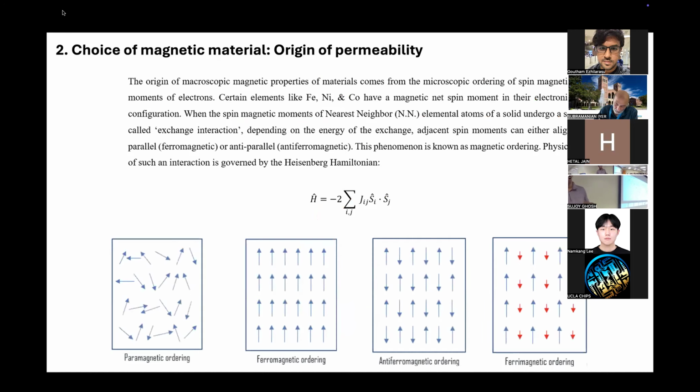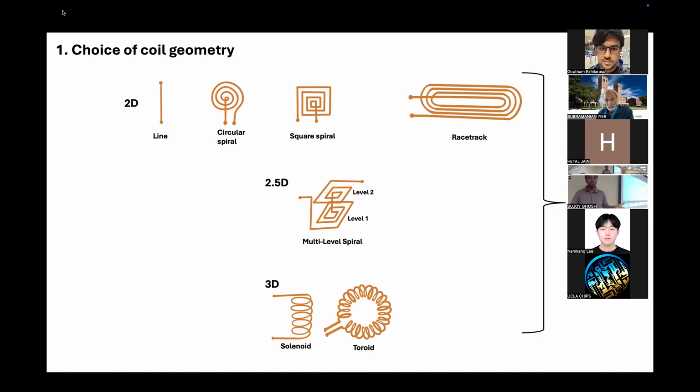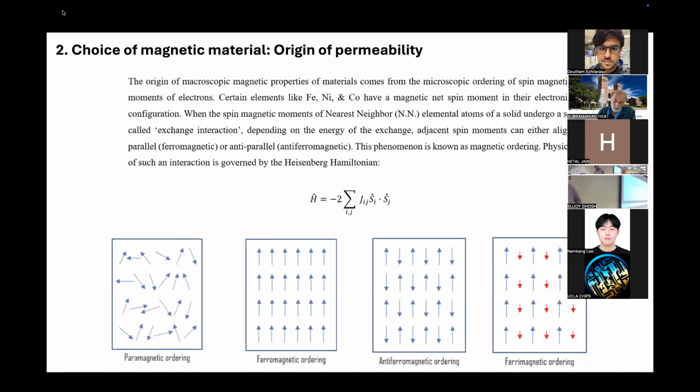So that's the first consideration. Right? So I'm going to talk about all the considerations you would think about in order to make an inductor. So the first one is the coil geometry. The second important consideration is the choice of the magnetic material, right?